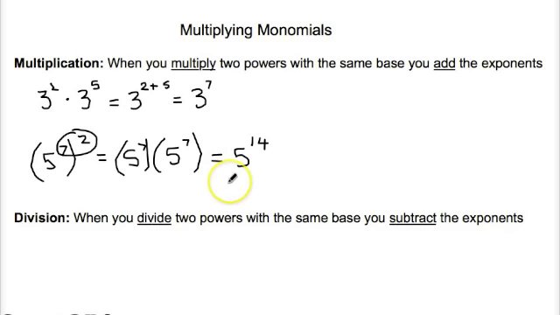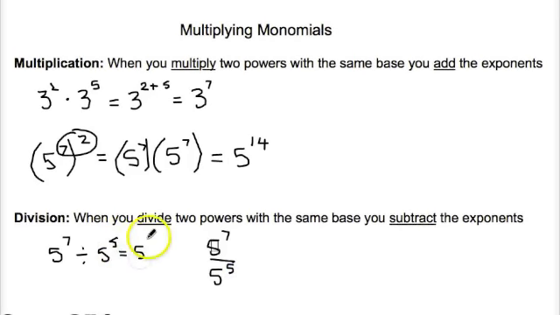And as a quick review, also with division, if you're going to divide two powers with the same base, say 5 exponent 7 divided by 5 exponent 5, the answer would be, write down the base, subtract the exponents. This is all from last year. Okay, so there's a quick review.